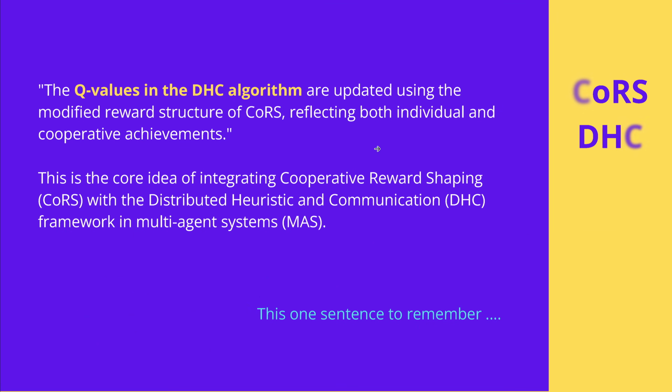And as always, there's one sentence to remember, and this is it here. The Q values in the DHC algorithms are updated using now the modified reward structure, of course, therefore reflecting both the individual and the cooperative achievements. So this is now, of this latest AI research publication, the core idea: integrating the Cooperative Reward Shaping with the Distributed Heuristic and Communication DHC framework in multi-agent systems. Beautiful. Okay, you see? It was not that complicated.